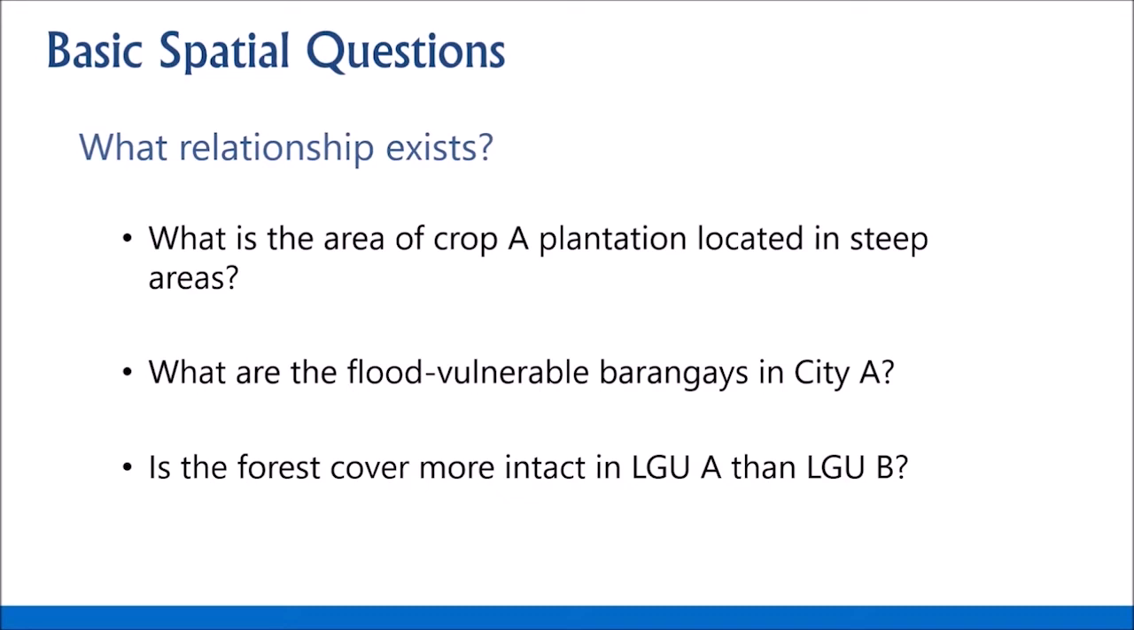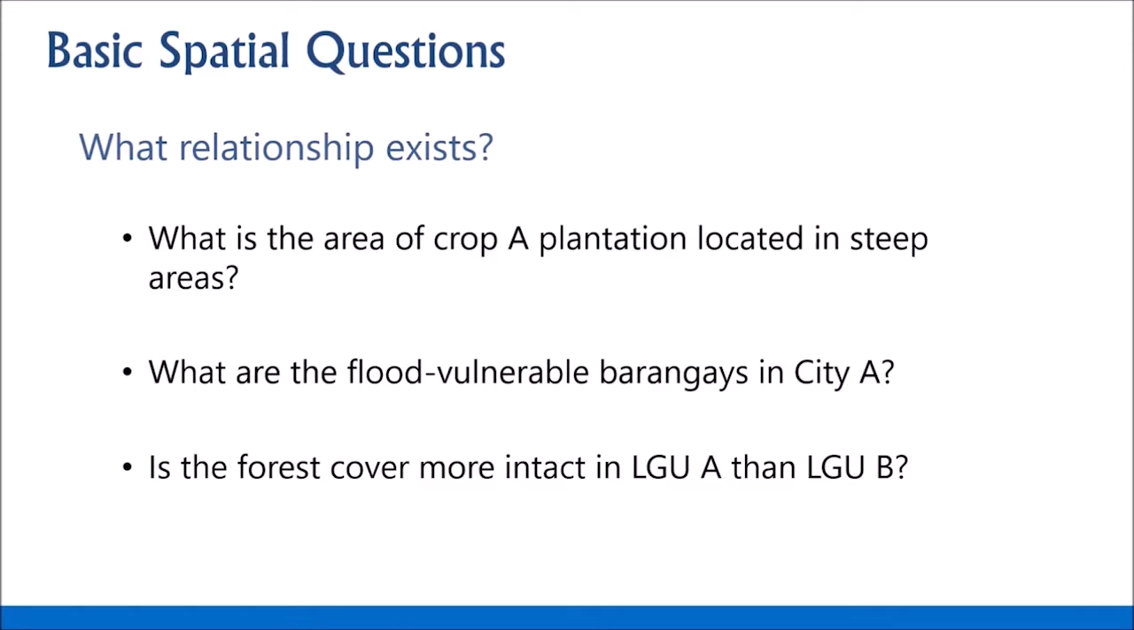So for example, if we define it as those greater than 30%, then that's our definition of steep areas. Once you have defined your steep areas, we can now intersect the crop type and slope classes, then extract crop A and slope greater than 30%. Then we can calculate the area.